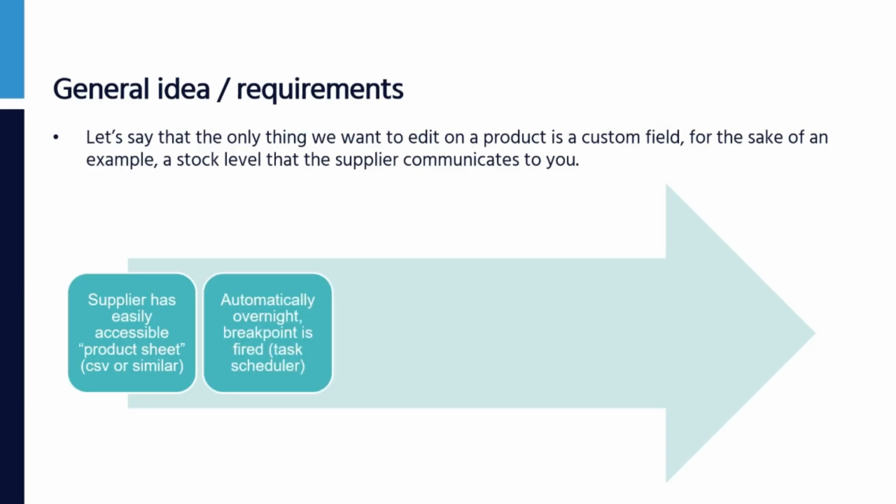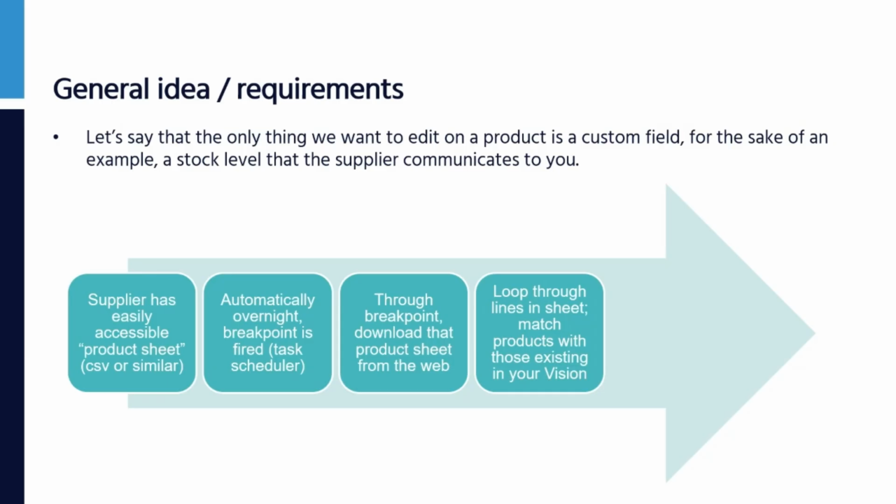So then we're going to create a breakpoint, and a breakpoint is going to fire overnight via that task scheduler concept that I came up with before. And it's going to read, it's going to download that product sheet from the web. So that's that concept of it being easily accessible. So the supplier might upload it into the same place every day. You know, it's www.supplier.com/product sheet. And if you know that every single time that's going to be the same CSV file, download it. So we can download that product sheet.